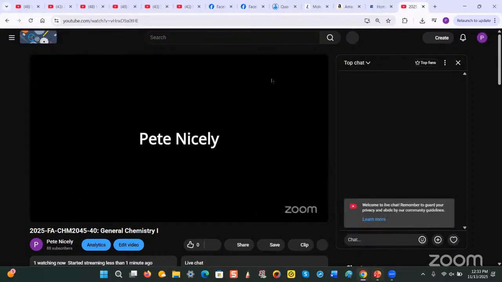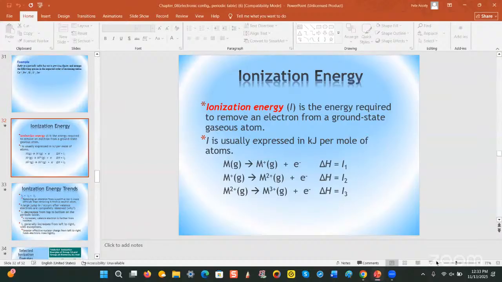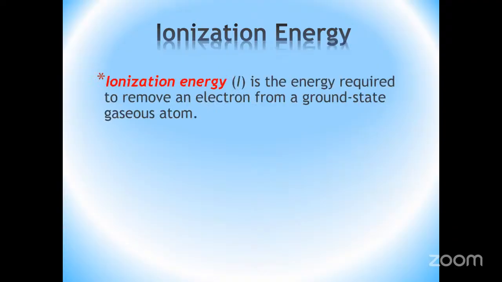So as I was saying earlier, we'll be looking now at how ionization energy changes as you go across a period and down a group. But first, we have to define what we mean by this term ionization energy. So the definition is right here. It is the energy required to remove an electron from a ground state gaseous atom.